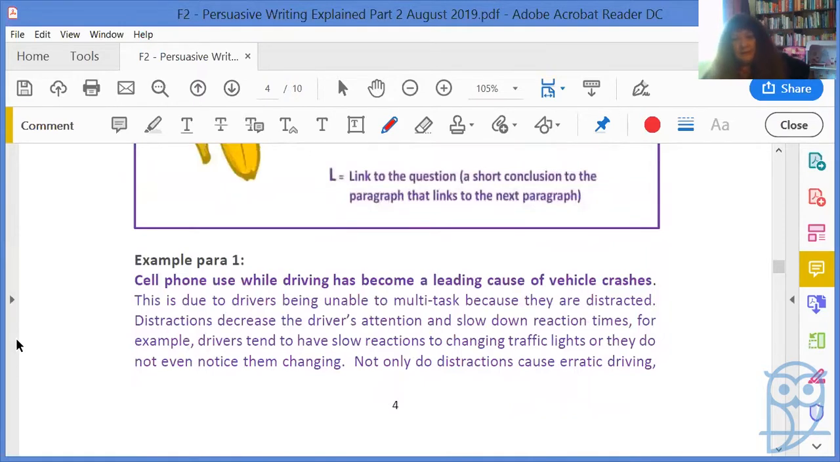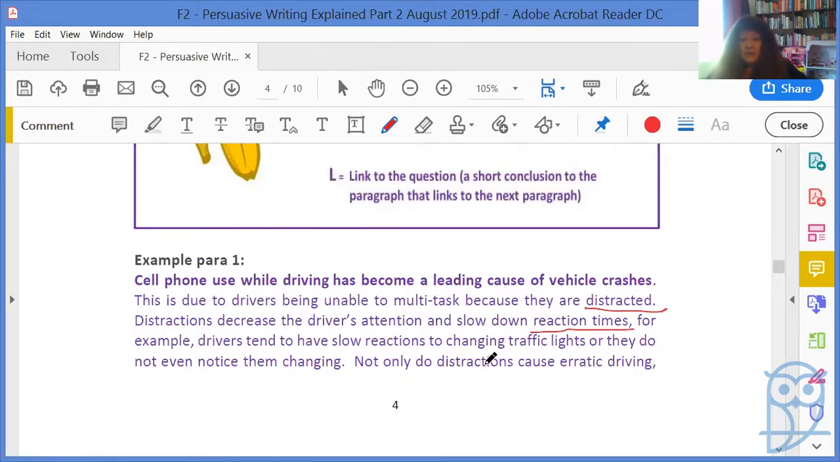The topic sentence is in bold. Cell phone use while driving has become a leading cause of vehicle crashes. This is due to drivers being unable to multitask because they are distracted. Distractions decrease the driver's attention and slow down reaction times. For example, drivers tend to have slow reactions to changing traffic lights, or they don't even notice them changing. They're too busy on their phone.